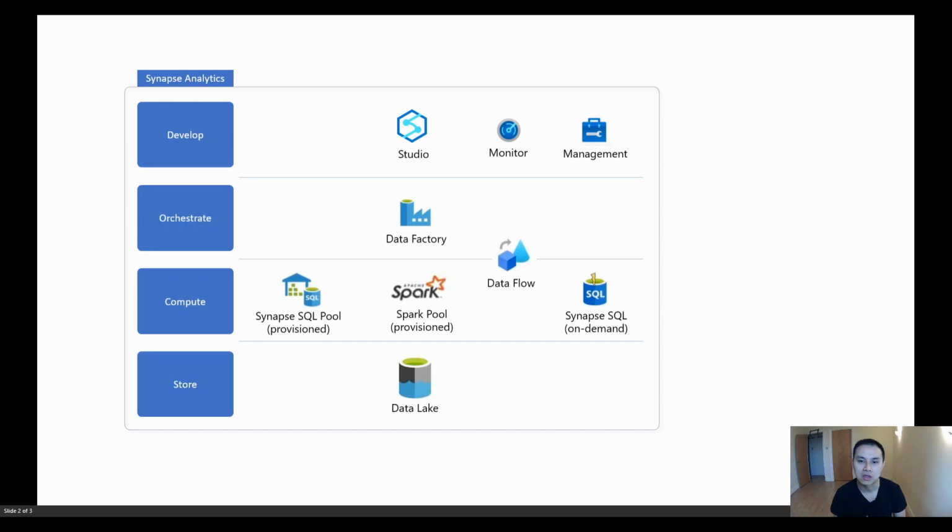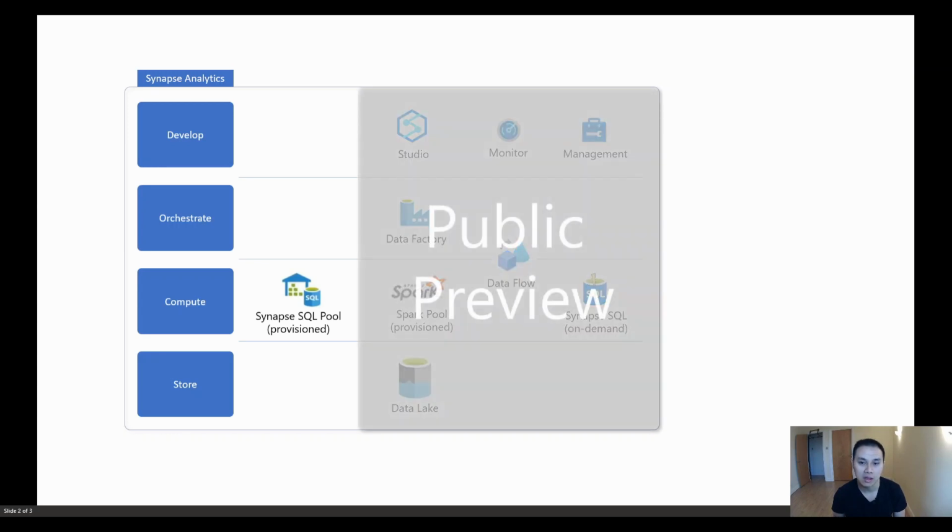Now, I just want to point out that all of this, except the Synapse SQL pool provision, is in public preview. What that means is don't use it for production. You can use it for POC or testing or just for pure development purposes, but if you want to deploy this into production, don't do that. At the moment, only this one product, Synapse SQL pool, is generally available, GA.